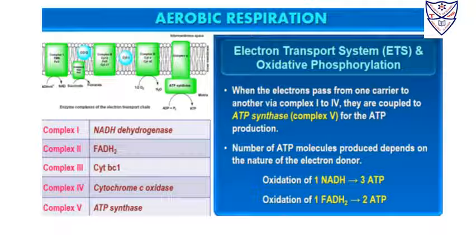When the electrons pass from one carrier to another through complexes 1 to 4, they are coupled with ATP synthase, that is complex 5, for the production of ATP. So complex 1 is NADH dehydrogenase, complex 2 has FADH2, 3 is cytochrome bc1, 4 is cytochrome c oxidase, and 5 has the ATP synthase. In this way, the number of ATP molecules produced depends on the nature of the electron donor. Oxidation of one NADH will give 3 ATPs, whereas the oxidation of FADH2 will give 2 ATPs.